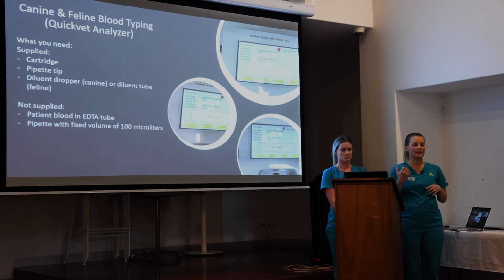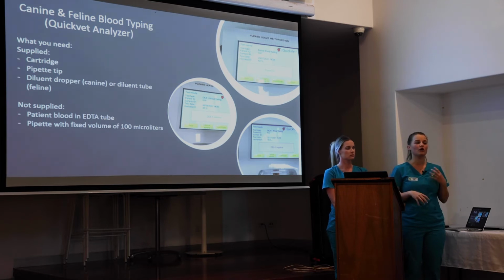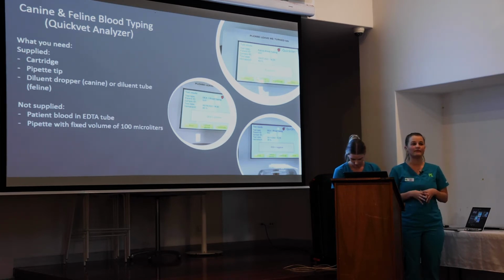Use the pipette, aspirate it a couple of times just to mix it thoroughly. And then when the analyzer requests it, you want to put 100 microliters total of your mixed blood and diluent into the little sample well on the cartridge. And after roughly 5 minutes, it'll display your result of either positive or negative.